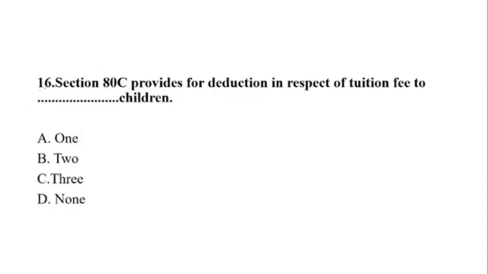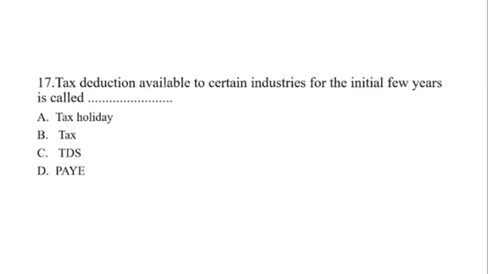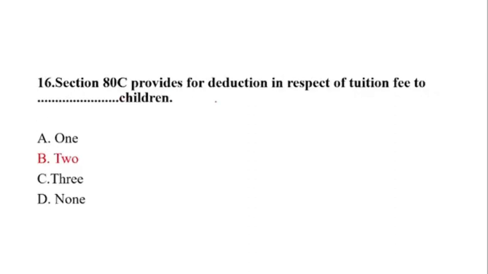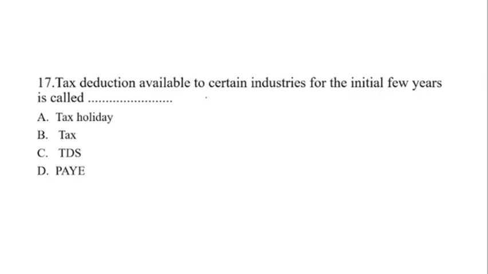Then question number 16, section 80C provides for the deduction in respect of the tuition fees to the children. How many children? There will be 2 children. So here the answer is like hum do, hamare do: not more than that will you get a deduction under section 80C. You can remember it like this.